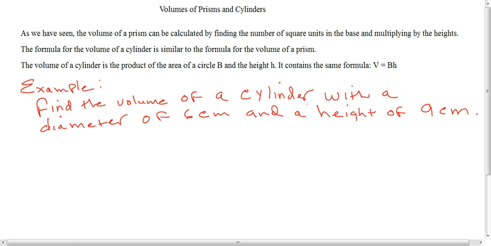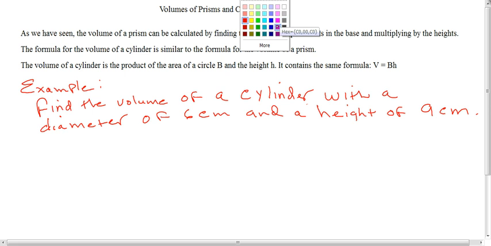So the formula for the volume of a cylinder is similar to the formula for the volume of a prism. We need to understand that the volume of a cylinder is simply the product of the area of a circle, which we will call big B, and the height. It is the exact same formula that we will use, which is V is equal to, or volume is equal to, big B times H. So we have an example that we take a look at, and let's see how it works out.